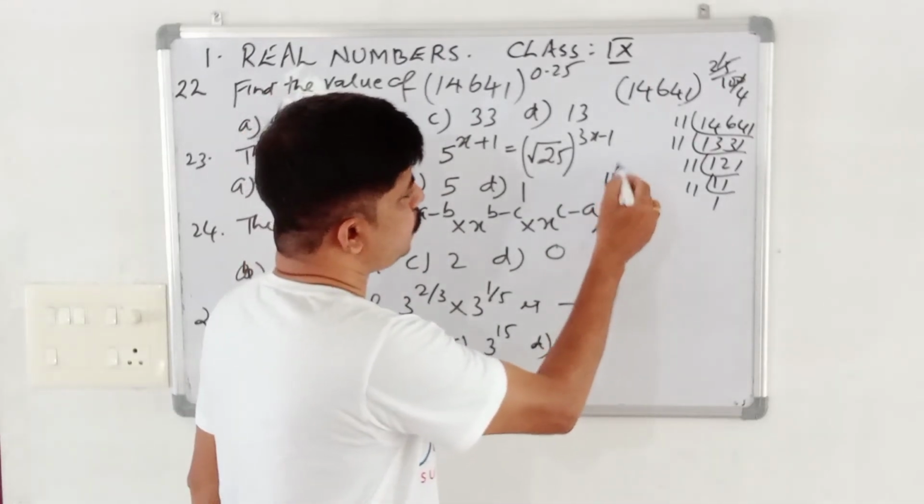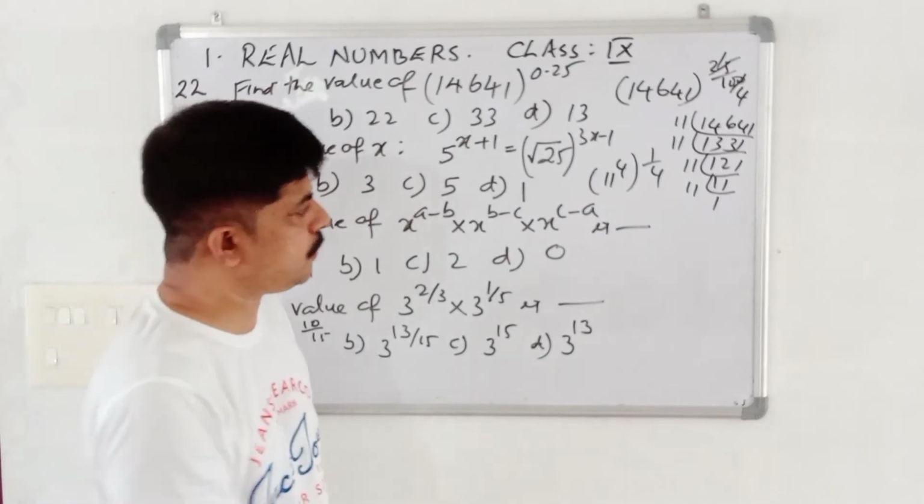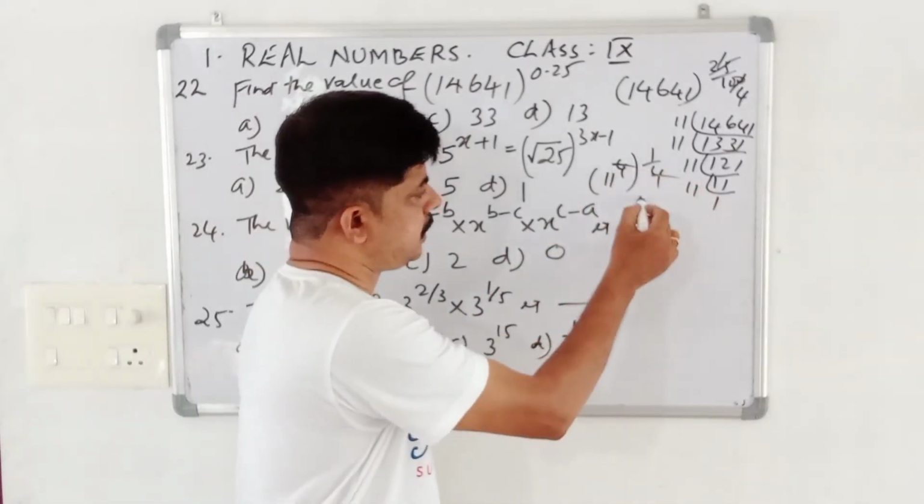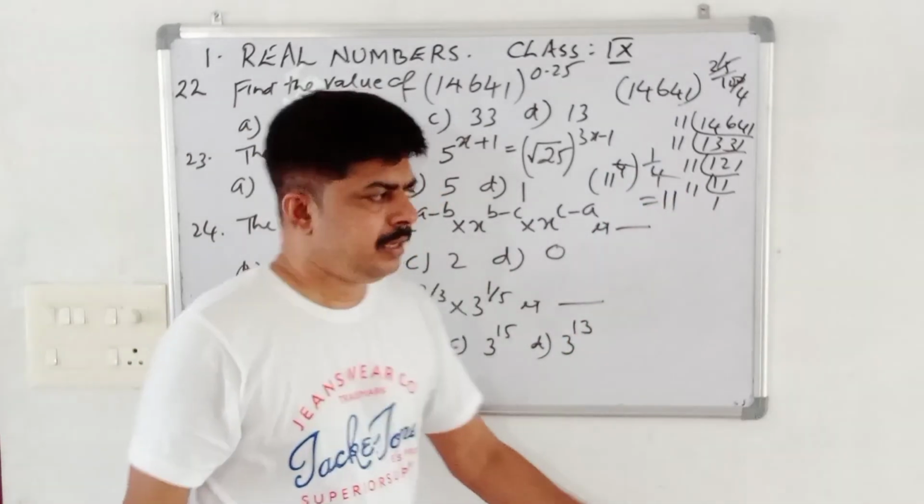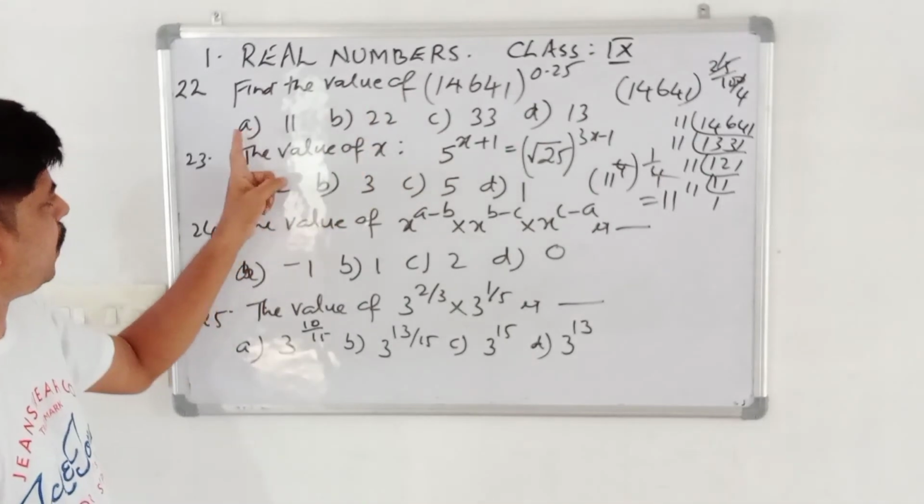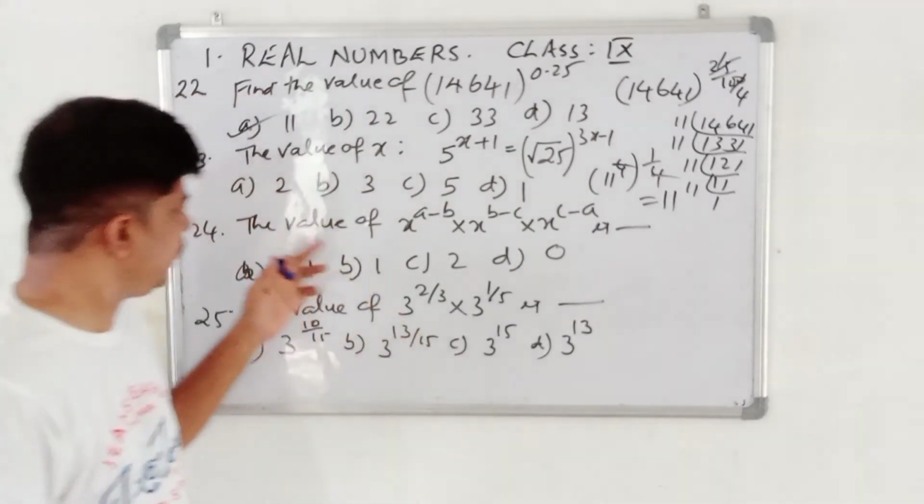Therefore 11 raised to 4 whole raised to 1 by 4. What? A raised to m whole raised to n. That means this can be cut. Therefore the answer is 11. Therefore in our options, option A is the right answer. Okay, moving to the next question.